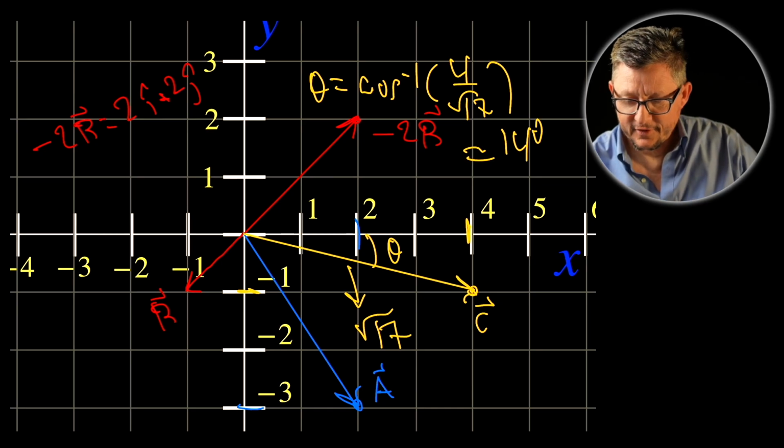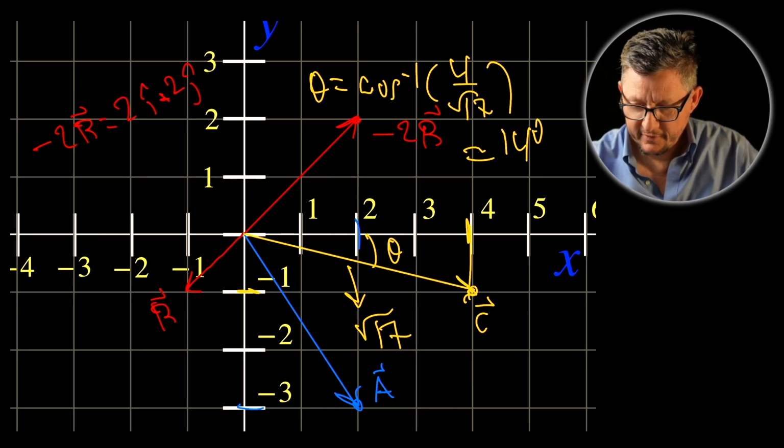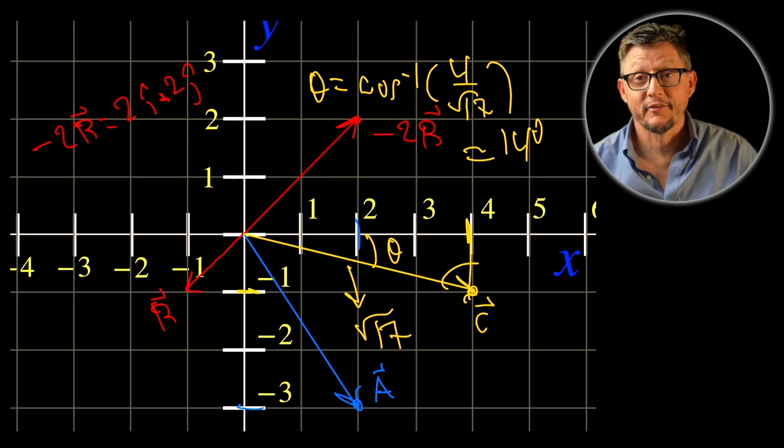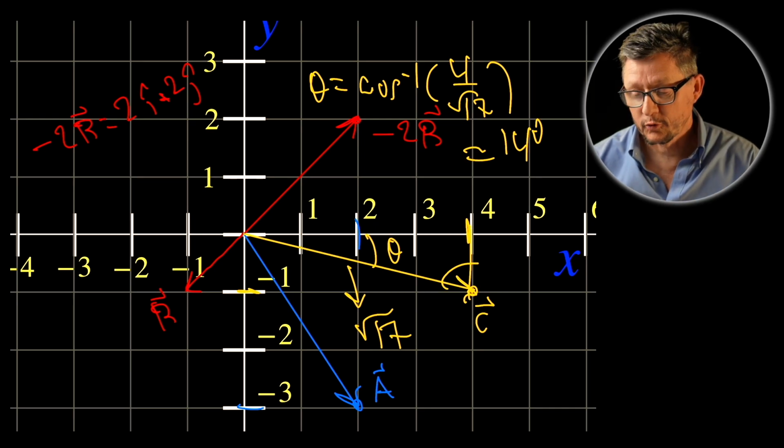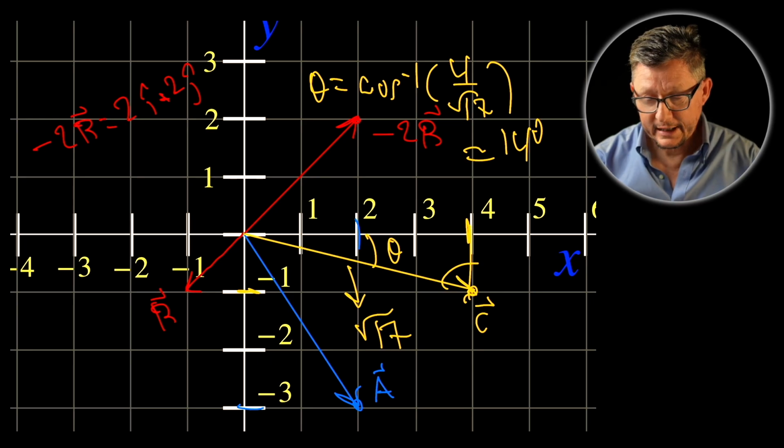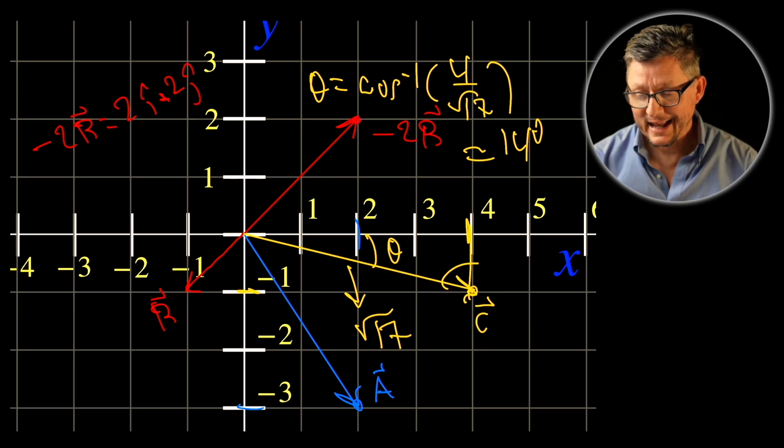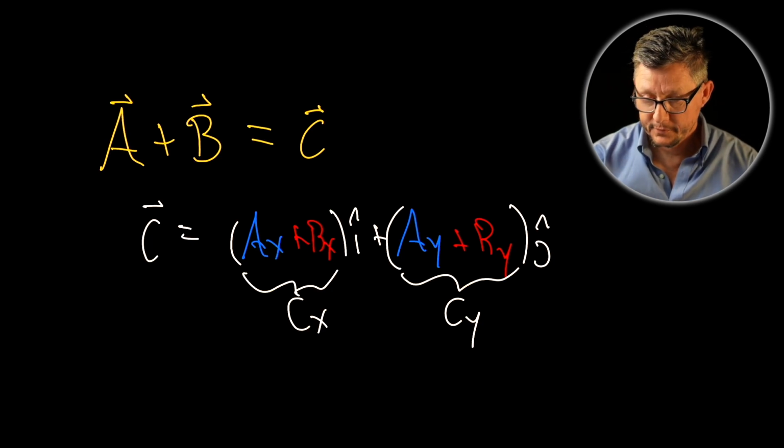And this makes sense because earlier, in our previous example, we found that angle, which was 76. So 76 plus 14 is 90. So our c, which is a minus 2b, has a magnitude of square root of 17, and it points at an angle of about 14 degrees below the positive x-axis.